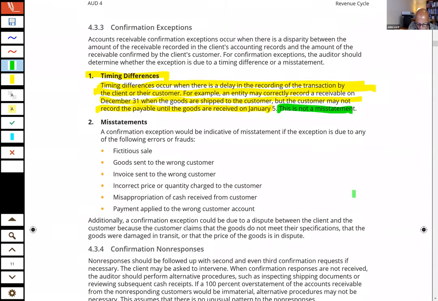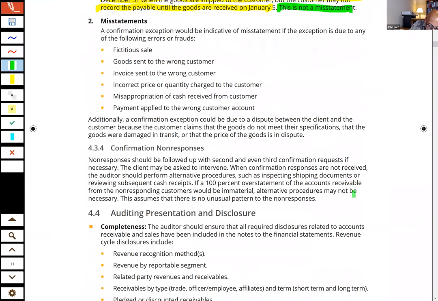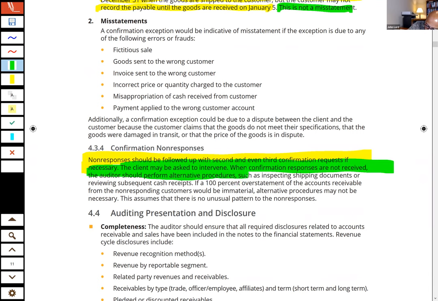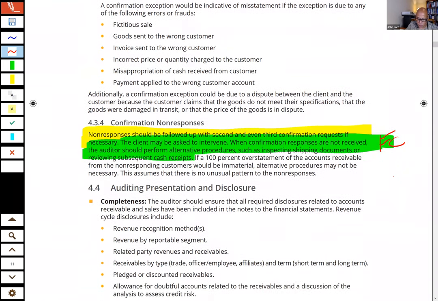Come over. And if you have confirmation non-responses, you will become a hound and you will keep going after them until they respond. And if the confirmation responses are not received, you would have to perform alternative procedures. For example, again, looking at subsequent collections on those receivables is a classic alternative procedure. But you can't just say, oh, well, they didn't respond, so I'm just going to let it go. I don't want to bother anybody. You're going to have to follow up on those and find out what's going on with them.